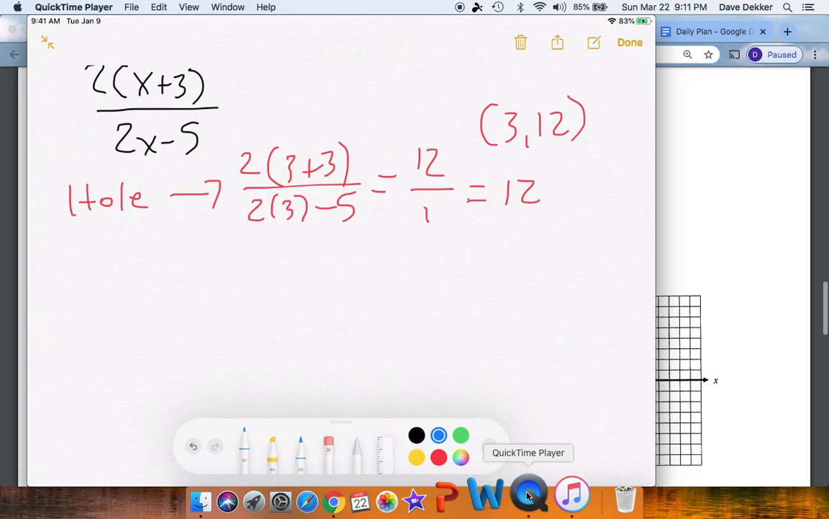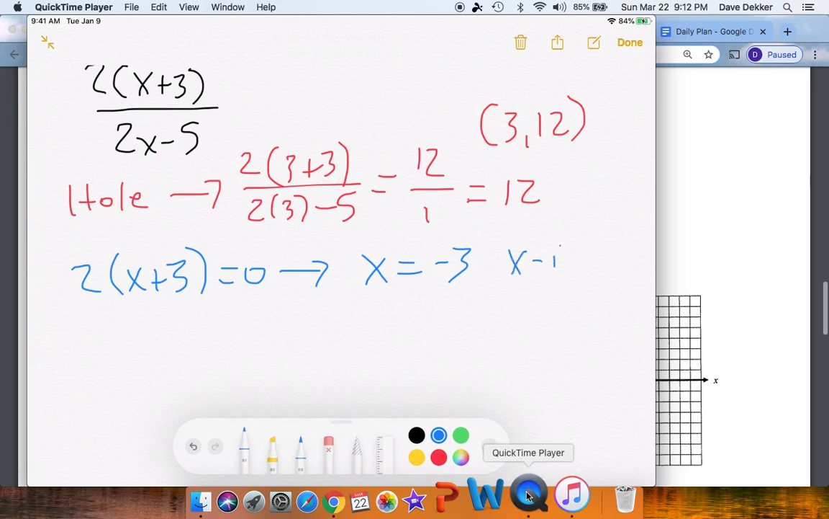Okay, to find your x-intercepts, that's where the denominator equals 0. So I need to take what's left over. I'm sorry, I'm thinking vertical asymptotes. The x-intercepts are where the numerator equals 0. So I'm going to take that 2 times x plus 3, and I want that to equal 0. That's going to happen when x equals negative 3. So at x equals 3, there's a vertical asymptote, but at x equals negative 3, there is an x-intercept.